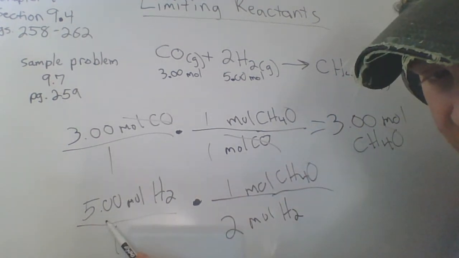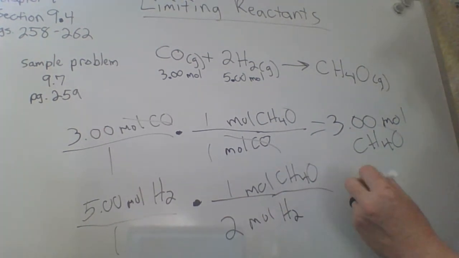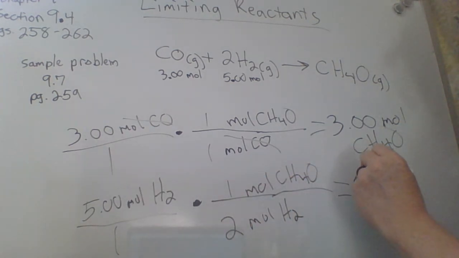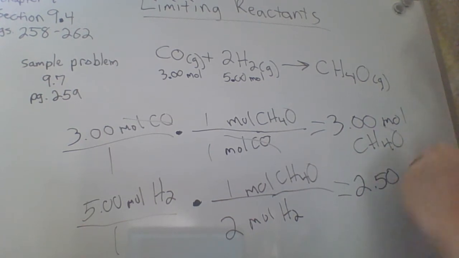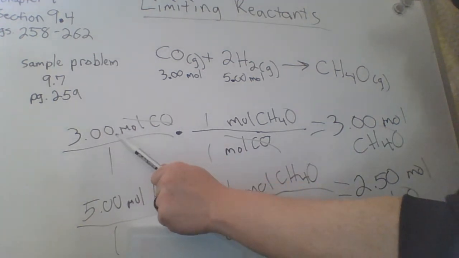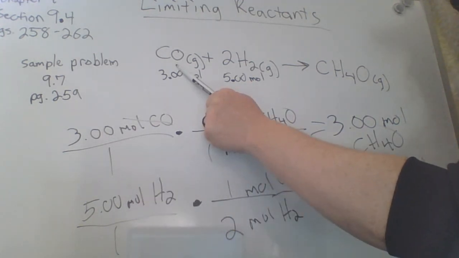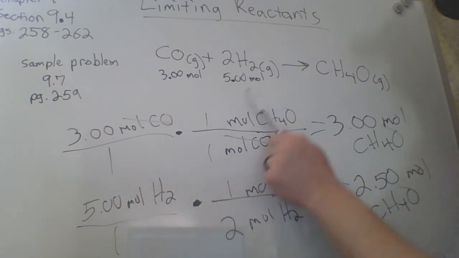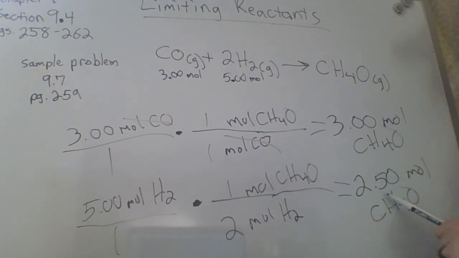So essentially, we're going to take this number, this 5.00, and divide it by 2. I do have my calculator handy, but I would think most of you can probably figure out that 5.00 divided by 2 is going to be, to 3 sig figs, 2.50 moles of CH4O being produced. So what does that mean? Let's recap. If we used up all 3 moles of this reactant, we could produce 3 moles of product. If we used up the 5 moles that we had originally of this reactant, we could only produce 2.50 moles of CH4O.